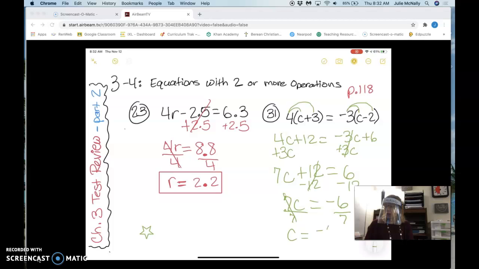And then we're just going to leave it as the fraction. You could divide it into a decimal if you want to, but I think on the test, if it was a fraction, I left it as a fraction. You'll see because it's multiple choice.